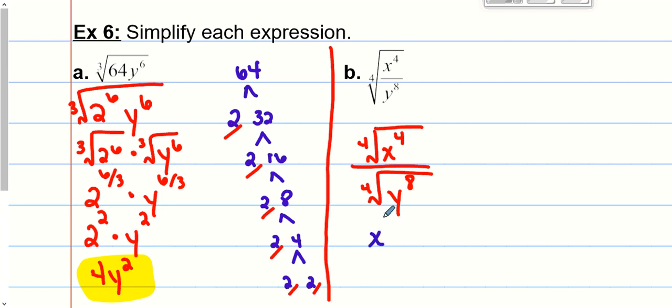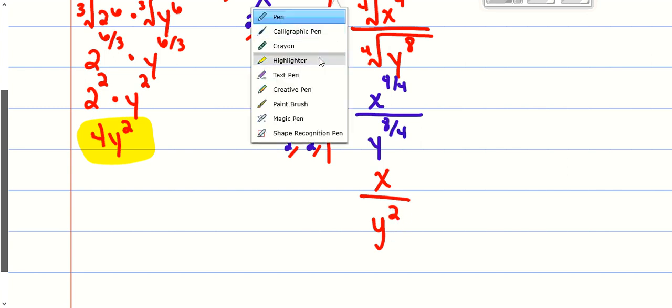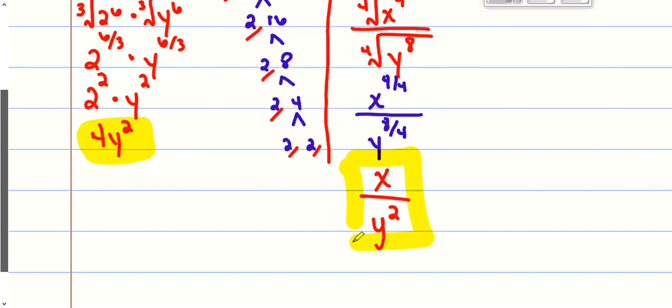We will have x to the 4 over 4 divided by y to the, remember the power goes on top, the radical or the root goes on bottom, so 8 divided by 4. Now, simplify. Just reduce your fractions. 4 divided by 4 is 1, so that leaves me with x. 8 divided by 4 is 2, so that leaves me with y squared. So I have x over y squared.